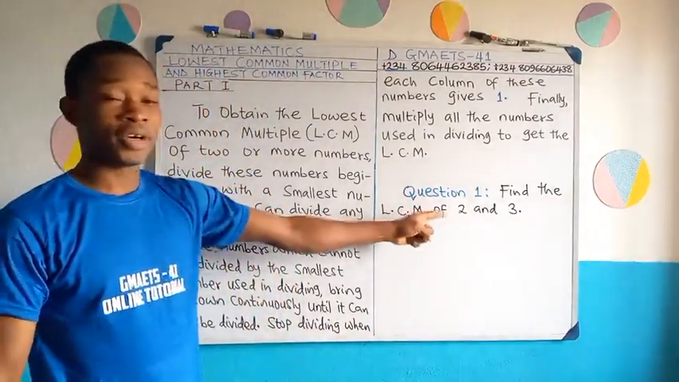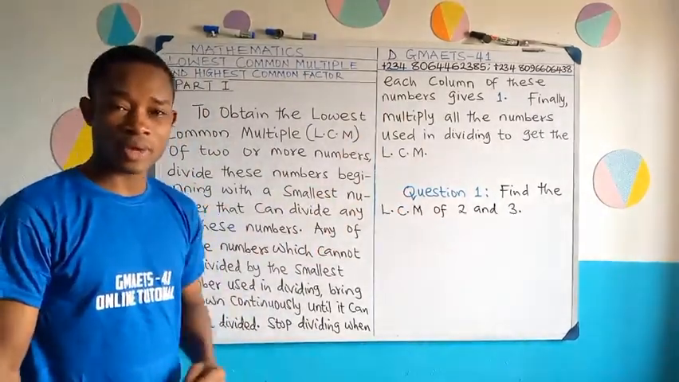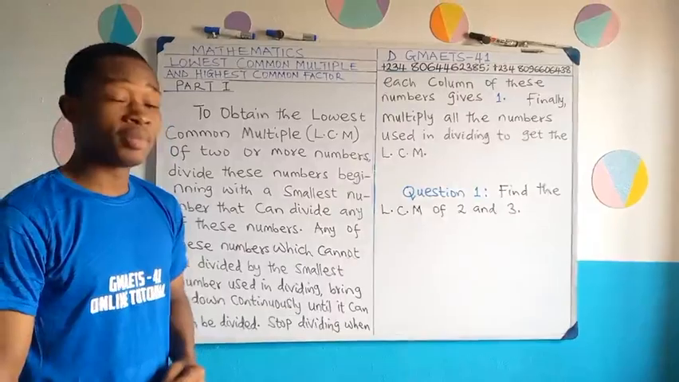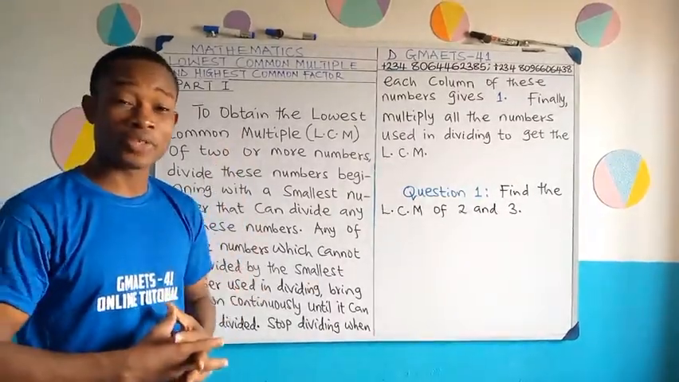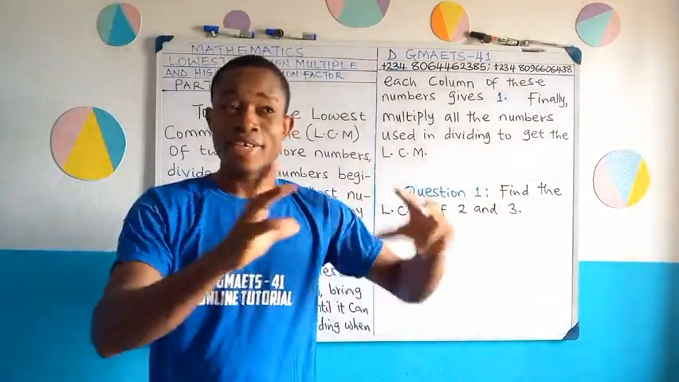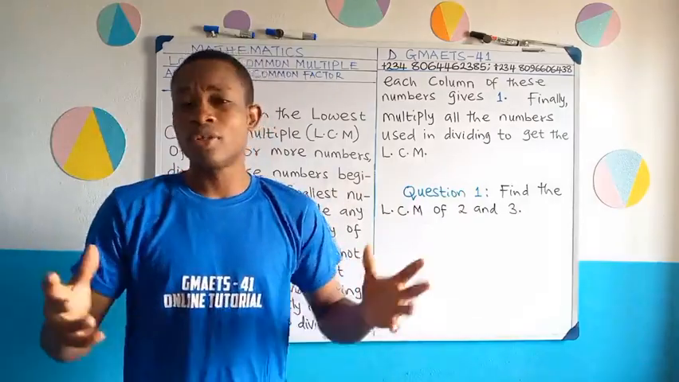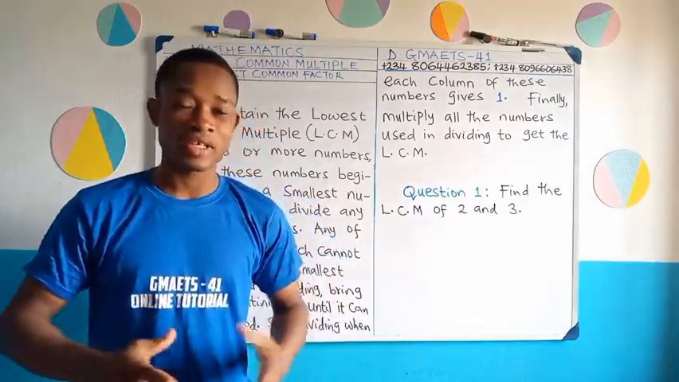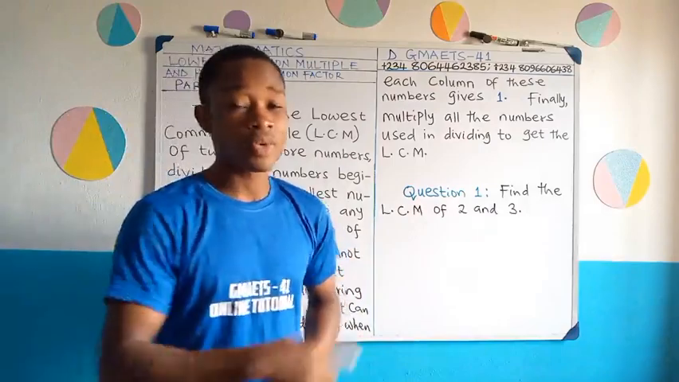I have a question here I'm going to use in demonstrating what this note is talking about. We are to find the LCM of 2 and 3. Remember, we already stated that the LCM of 2 and 3 is 6 when I used 2 times table and 3 times table to check it. But I told you that is not the best way of finding the LCM of 2 or more numbers. So let us see how we solve this question.